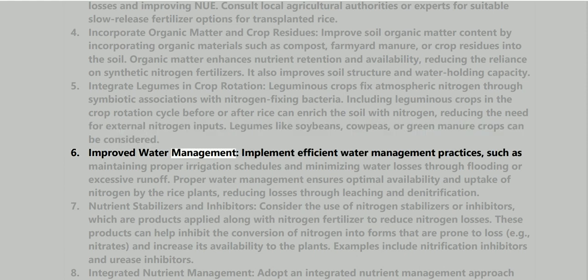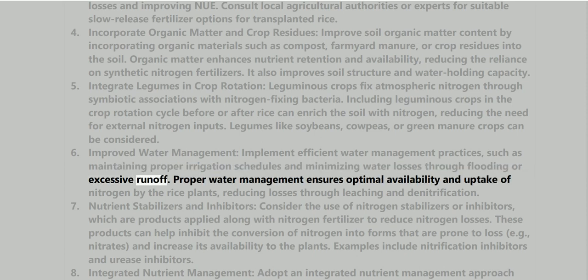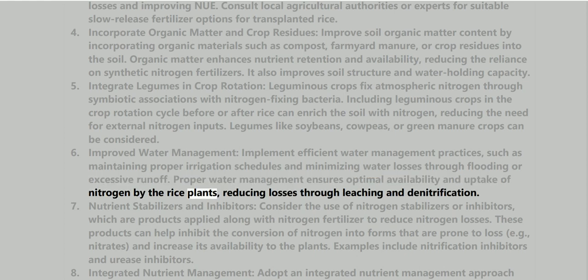6. Improved water management. Implement efficient water management practices, such as maintaining proper irrigation schedules and minimizing water losses through flooding or excessive runoff. Proper water management ensures optimal availability and uptake of nitrogen by the rice plants, reducing losses through leaching and denitrification.